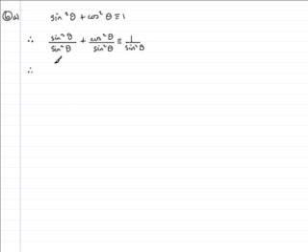Now all we need to do is just simplify each of the three terms. So sine squared theta over sine squared theta is 1, and then we have plus cos squared theta over sine squared theta is cot squared theta, and this is identical to 1 over sine squared theta, which is cosec squared theta.